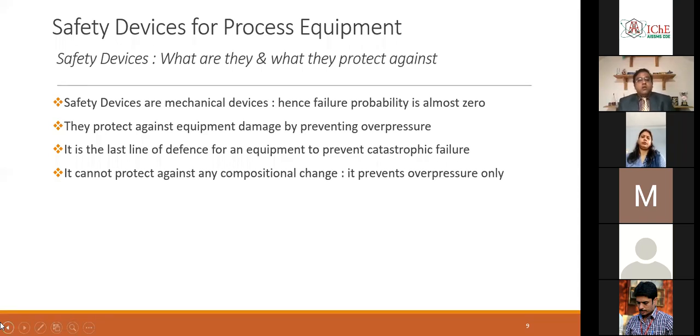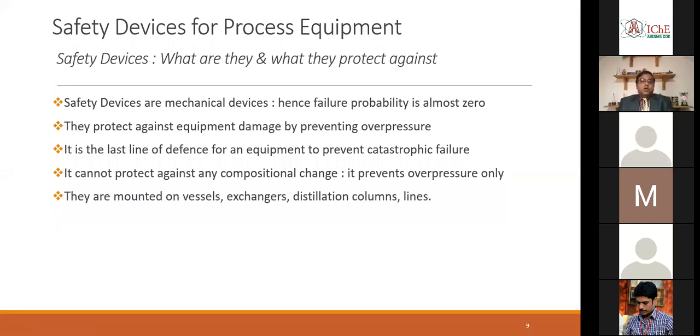One thing very important you have to note: safety devices cannot protect against any compositional change. They protect against overpressure only. So if you have designed a vessel for non-acidic use, and if you start sending acid into it, no safety device can protect it. So you have to protect your vessel against acid service. This thing is very important for us to know.